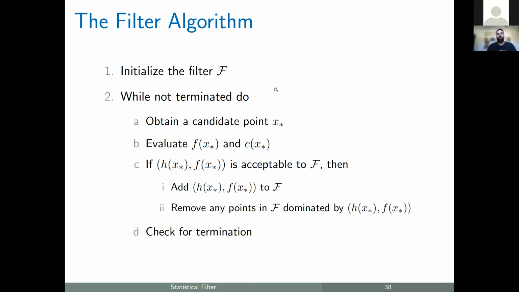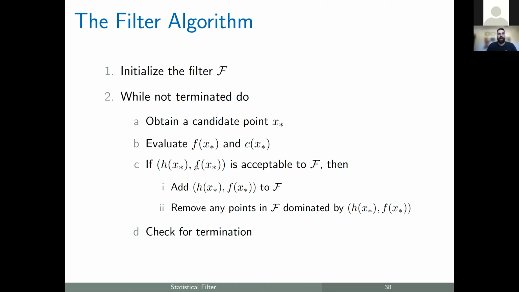And if you think about this algorithmically, you're going to initialize your filter, which I'm calling here script F, based on running a handful of inputs through the computer model and getting back outputs. That's my initial filter. And, again, this is an iterative algorithm, so you're just looping here. While you haven't terminated, so you haven't used up your budget for points, you're going to obtain a candidate point x star, and you're going to evaluate it. This is some point that you think might be the next point for minimizing your function and satisfying the constraint. Once you've chosen it, you evaluate your objective function and your constraint function.